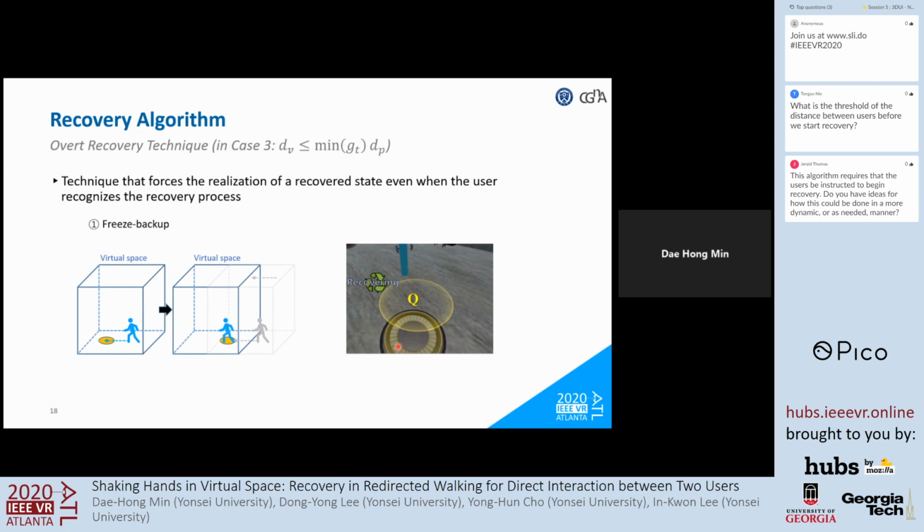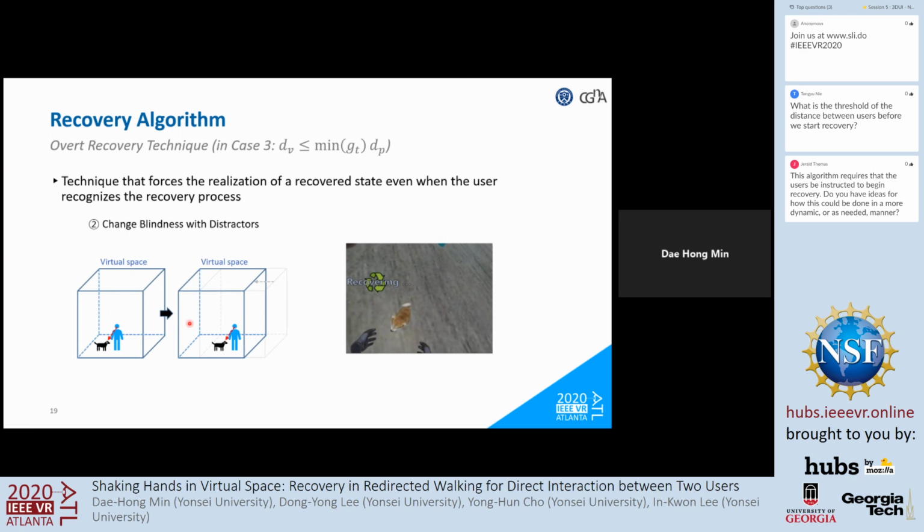Second, change blindness with distractor technique. This technique is a method that creates an object that catches the user's attention and changes the virtual space while the user focuses on the object. While the user is looking at the object, we change the virtual space so that the condition of case three is not satisfied. In the live user experiment, we used a dog as a distractor and instructed users to see the dog when it appeared.